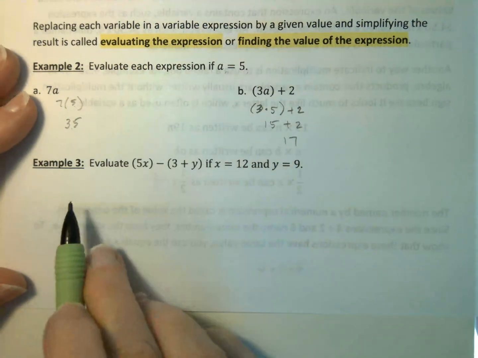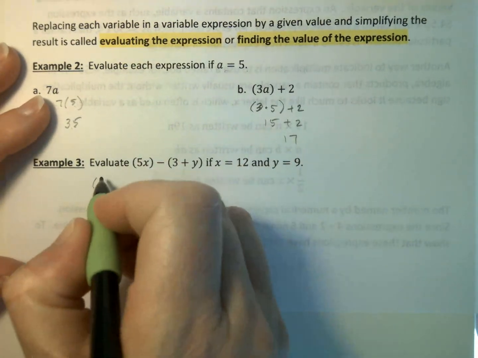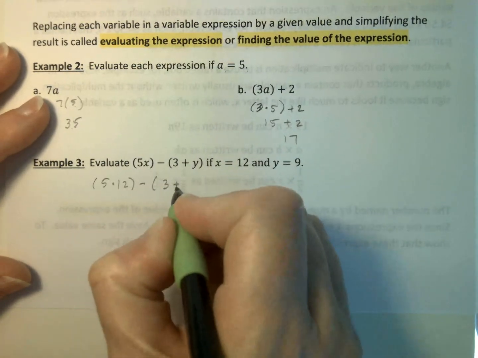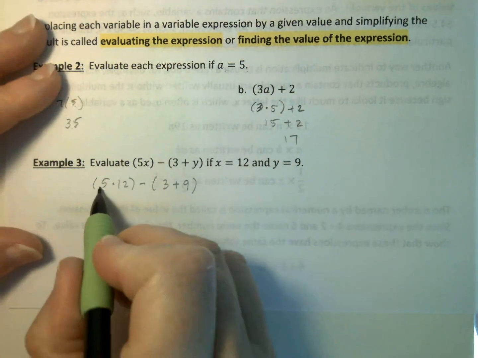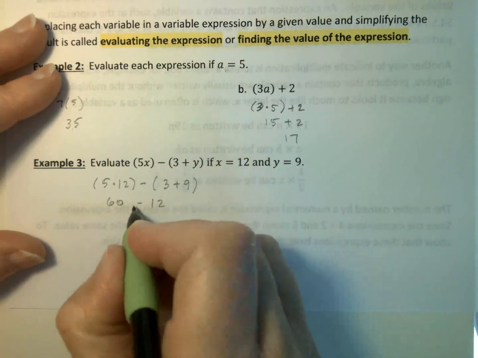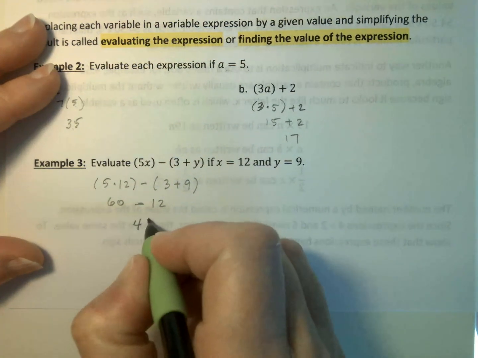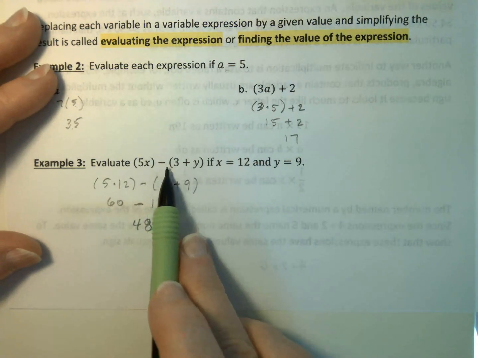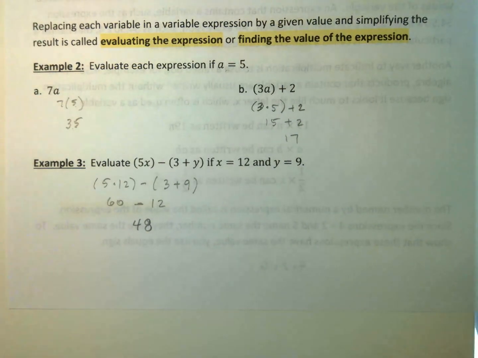Okay, let's look at example 3. Now we've got 2 different variables that we need to plug in. So I'm going to do this very carefully. So I'm going to have 5 times x, which is 12, minus 3 plus y, which is 9. I need to do my parentheses first. So 5 times 12 is 60, and 3 plus 9 is 12. And then I'm going to subtract. So 60 minus 12 is 48. So 48 is the value of the expression 5x minus the quantity 3 plus y when x is equal to 12 and y is equal to 9.